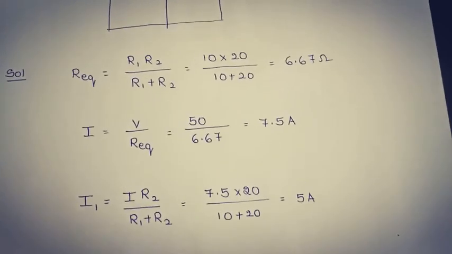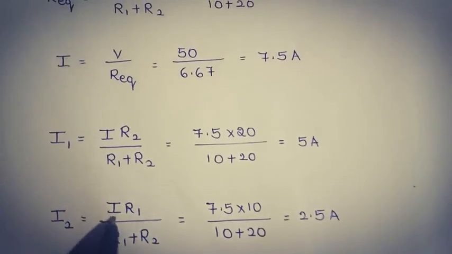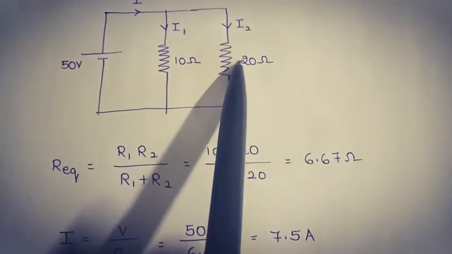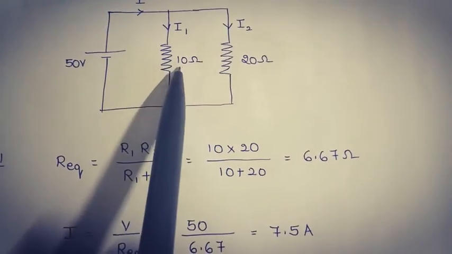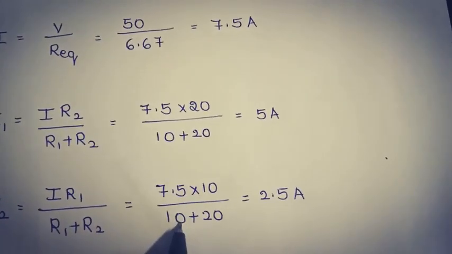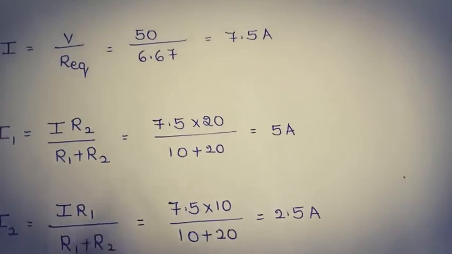Then what is I2? I2 is equal to total current I into opposite resistance. The resistance which is opposite to 20 ohms is nothing but 10 ohms. Therefore, 7.5 into 10 by the sum of the resistances 10 plus 20, which is equal to 2.5 amperes.